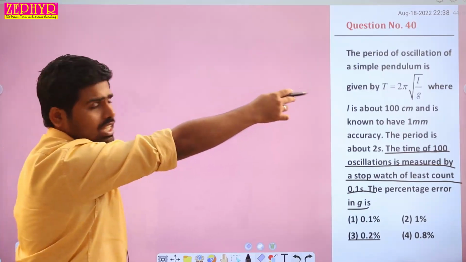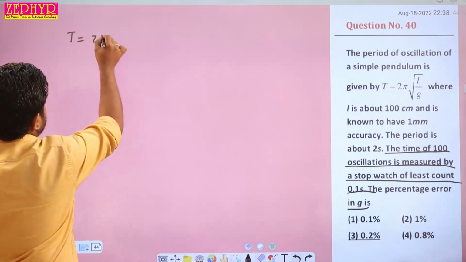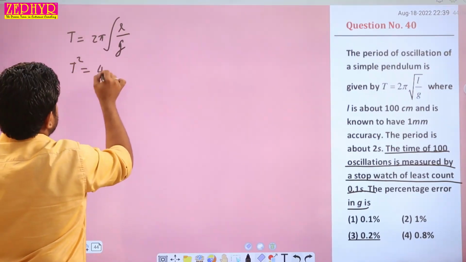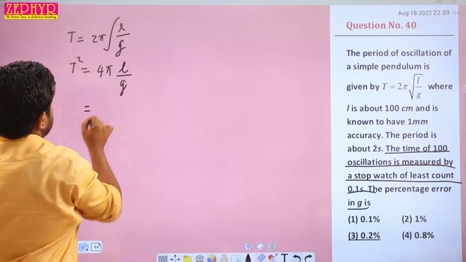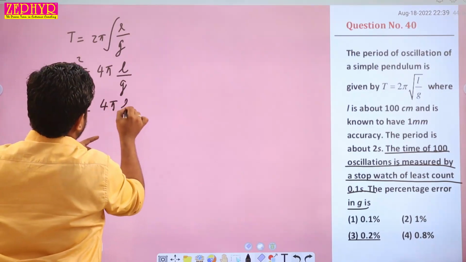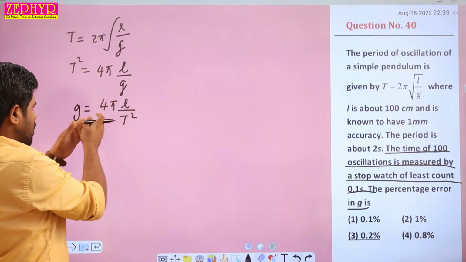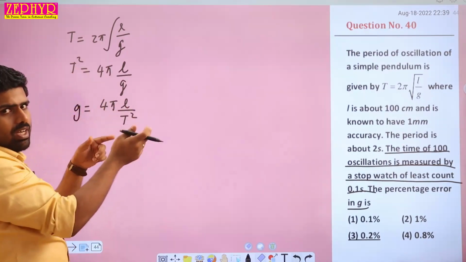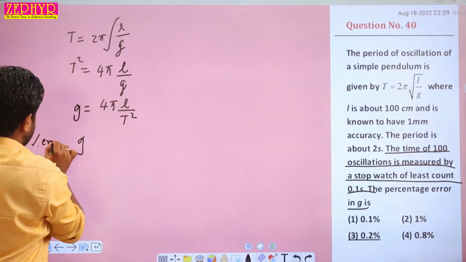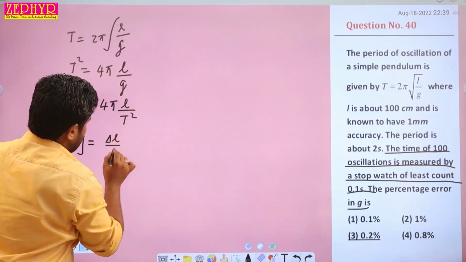First you convert the equation to find the value of g. The equation is T is equal to 2 pi root of L by g, so T square is equal to 4 pi square L by g. Now I rearrange this equation to find g: g is equal to 4 pi square L divided by T square. To find the percentage error, I avoid the term 4 pi square. Why? Because that one is a constant. So now the percentage error in g is equal to delta L divided by L into 100.